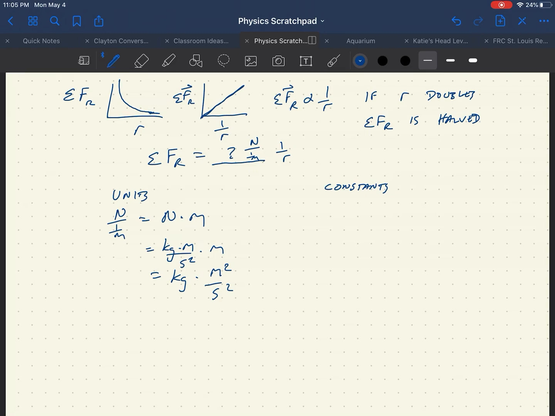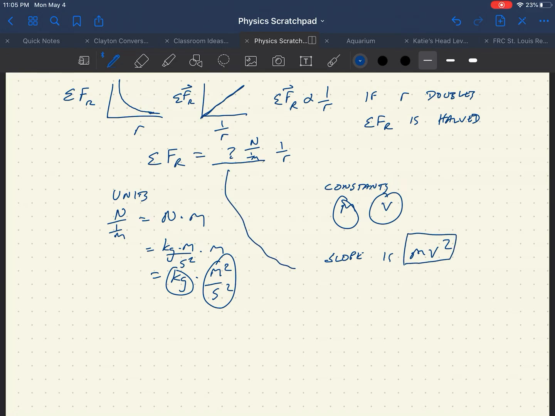The constants in the experiment, we changed the radius, we kept the mass and the speed constant. So how do we get there? How do we get from mass and speed to these units of kilograms meters squared per second squared? The slope is m times v squared. Okay. And again, you need to go back and check. Take your constant mass, take your constant speed and square it, multiply those two together, and hopefully that's the same number as the slope for your graph.